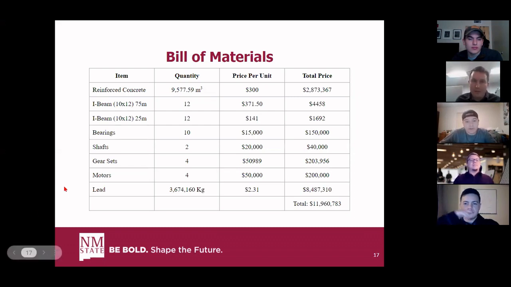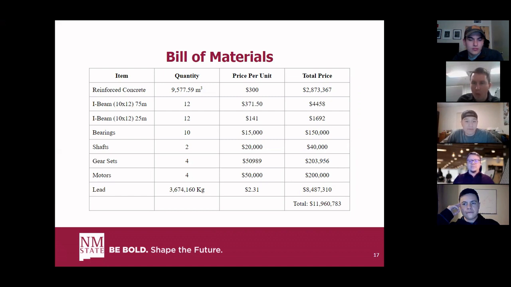For our bill of materials, our main 2 items that cost the most are the reinforced concrete and the lead for our 2 counterweights. And we can see that those are approximately $3 million and $8.5 million. And then our 2 main standard components that we can buy off the shelf are 2 different I-beams in 2 different lengths of 75 and 25 meters.